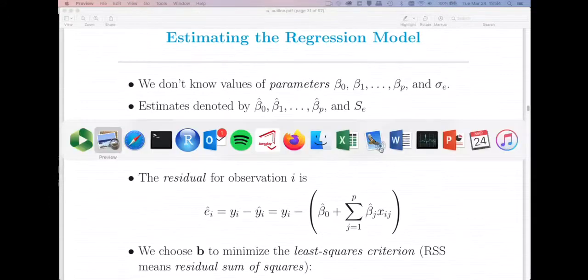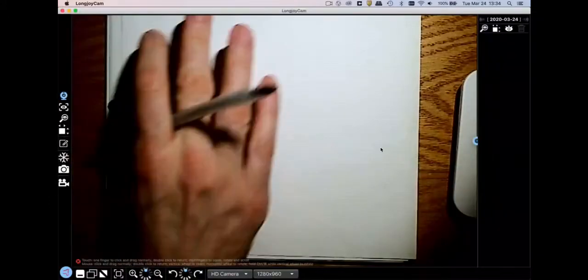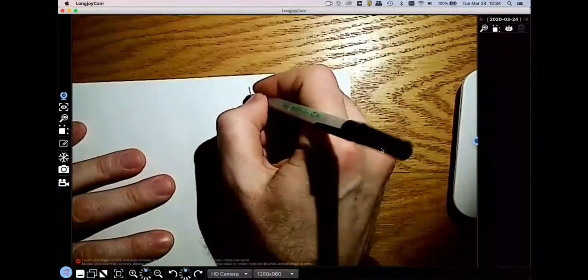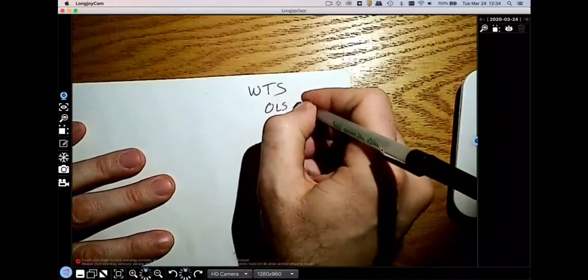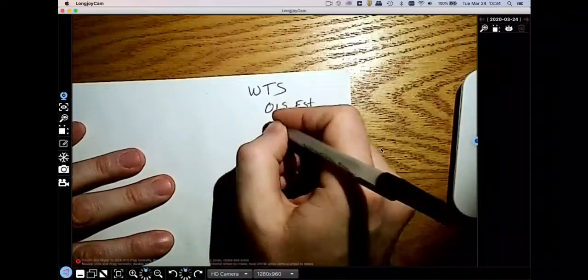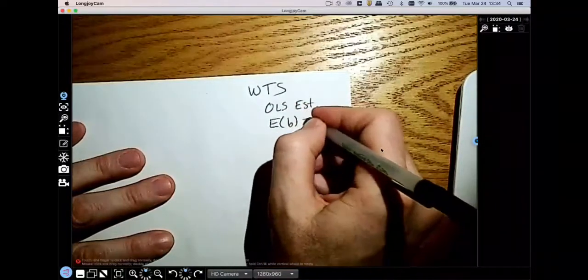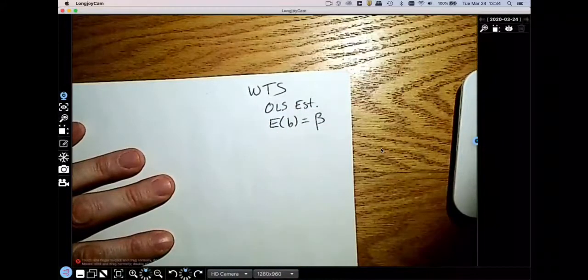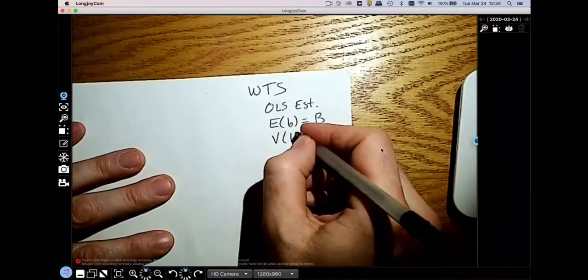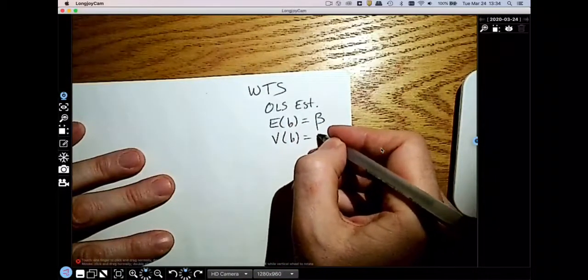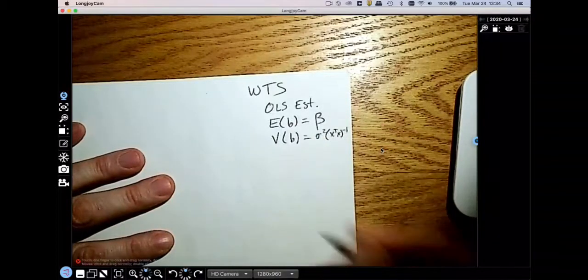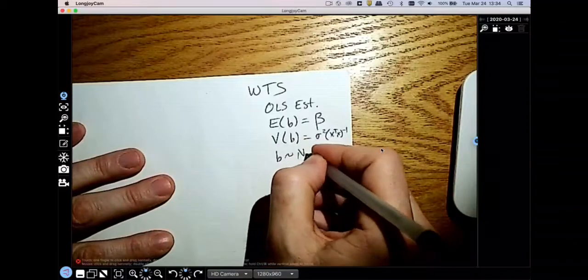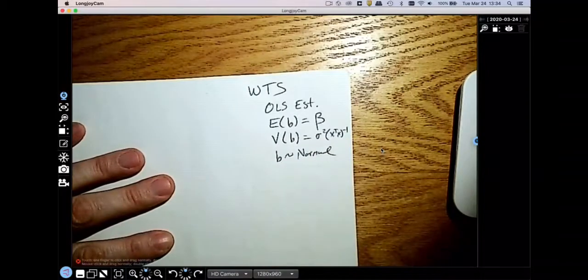So let's go over to my document camera. We're going to derive the OLS estimates. We want to show that the OLS estimates are unbiased, that the variance of these estimates equals sigma squared times (X transpose X) inverse, and then that these estimates are normal. So those are my claims.